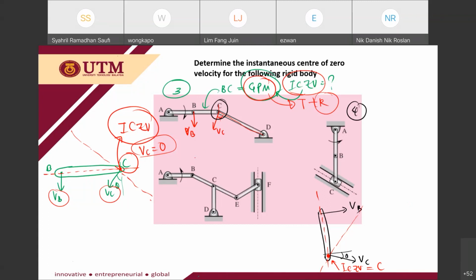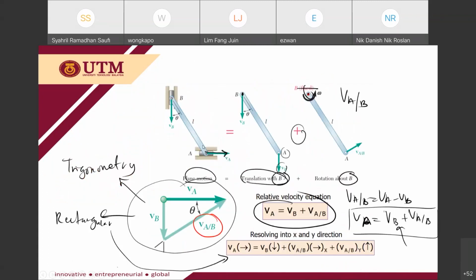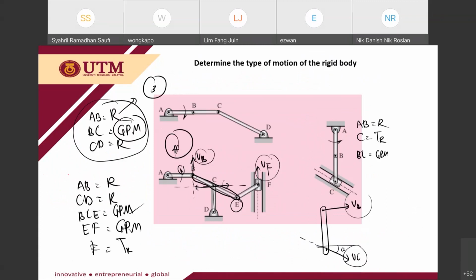All right. So for this case here, if we look at the previous analysis that we did, we know that AB is equal to R, CD is equal to R. So we have BCE and EF. So basically, this is GPM. So it should have an ICZV, and also here you should have an ICZV, for the rigid body that moves with general plane motion.